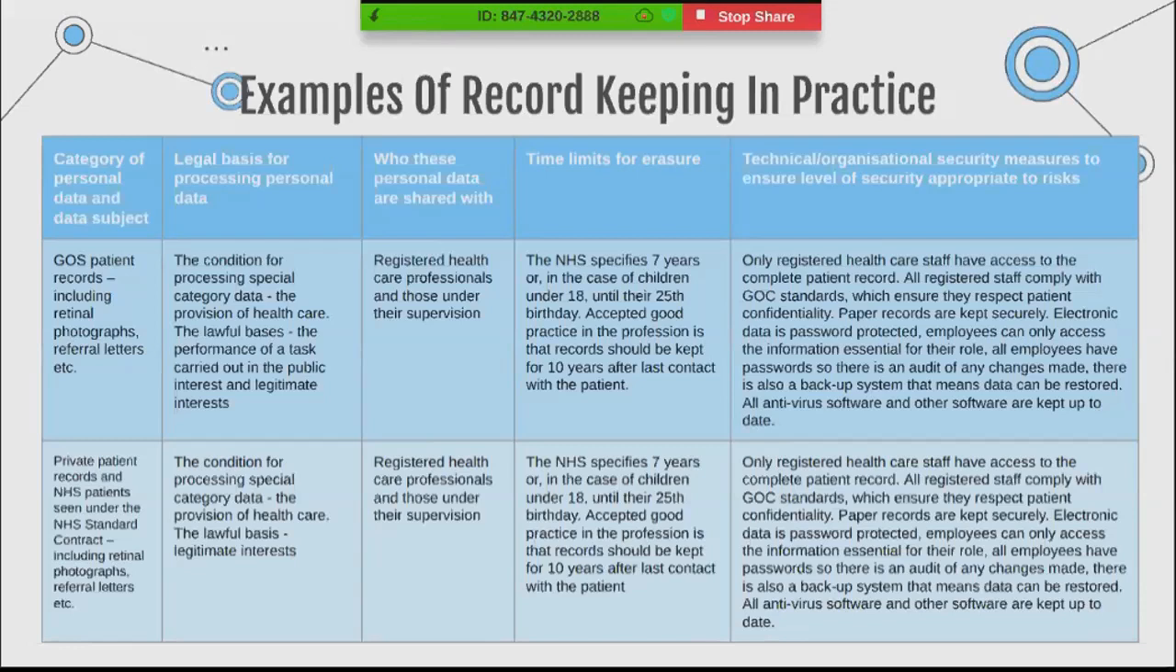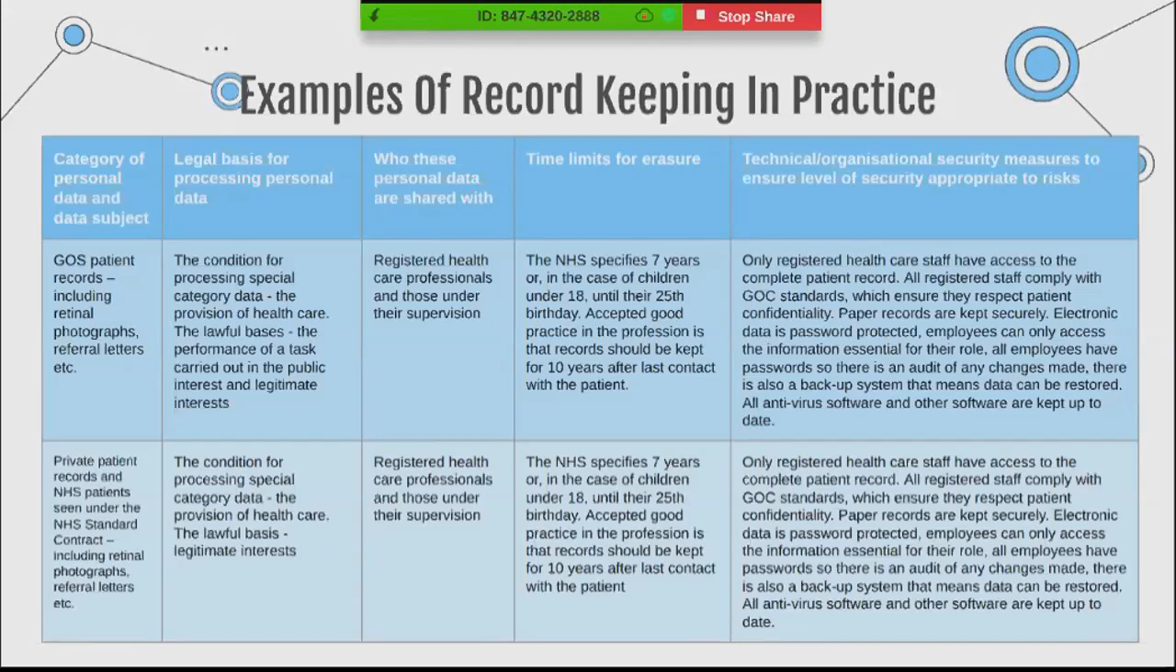So in terms of security, only registered healthcare staff should have access to the complete patient record. There's no reason why a receptionist or an OA should have access to information pertaining to the specific healthcare of that patient. They shouldn't be able to see ophthalmoscopy and all the stuff that's particularly relating to that patient's health, their medical records, their list of medications, etc., their other healthcare problems. All that kind of information should only be accessible by GOC registered staff.